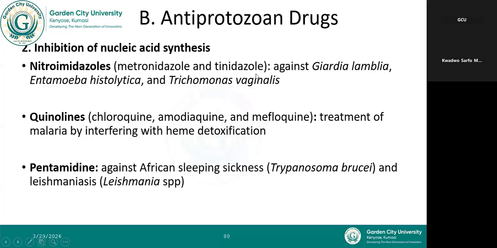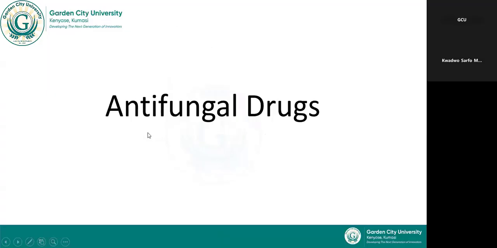Metronidazole, tinidazole, these are the nitroimidazoles, and they are effective against protozoans like Giardia lamblia, Entamoeba histolytica, Trichomonas vaginalis. Then the pentamidines, they are effective against the Trypanosoma and then the Leishmania species. So we come to the antifungal drugs or medicines.